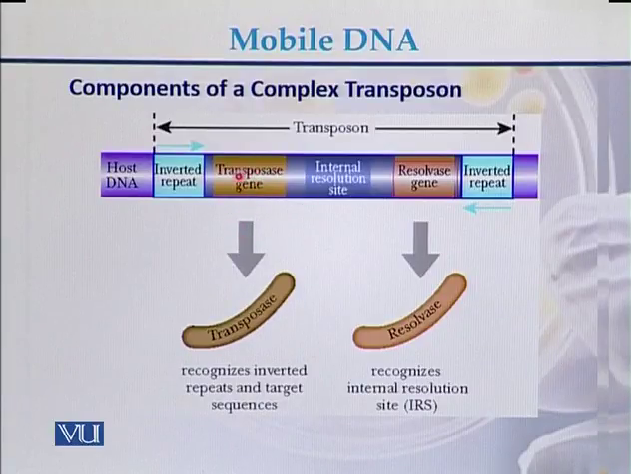The sequence for the transposase gene produces the enzyme transposase that recognizes the inverted repeats and target sequence, while the sequence for the resolvase gene produces the enzyme resolvase and it recognizes the internal resolution site. Here is the internal resolution site.